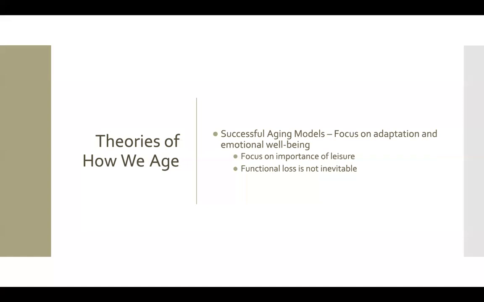Then we have successful aging models, which focus on adaptation and emotional well-being. So it's focusing on the importance of leisure skills, about the quality of life, not necessarily the absence of disease. Those who are aging successfully participate in about 1.5 more leisure activities than those who don't. We should be focusing on supporting adaptation to aging and the emotional well-being of our clients. Remember, functional loss is not necessarily inevitable.